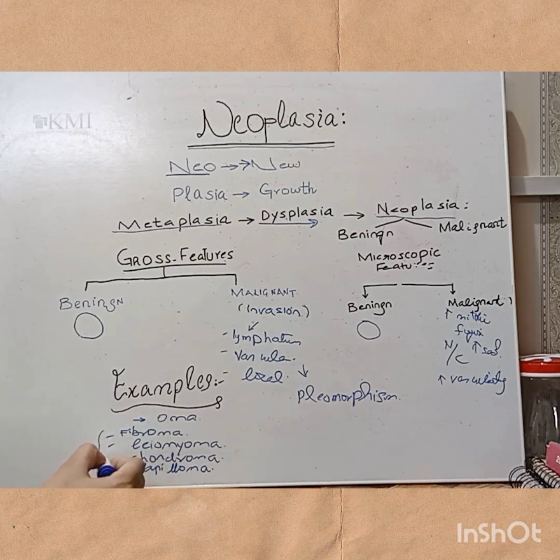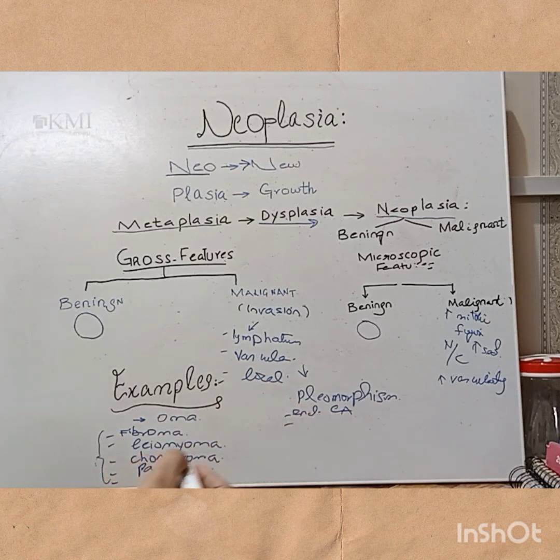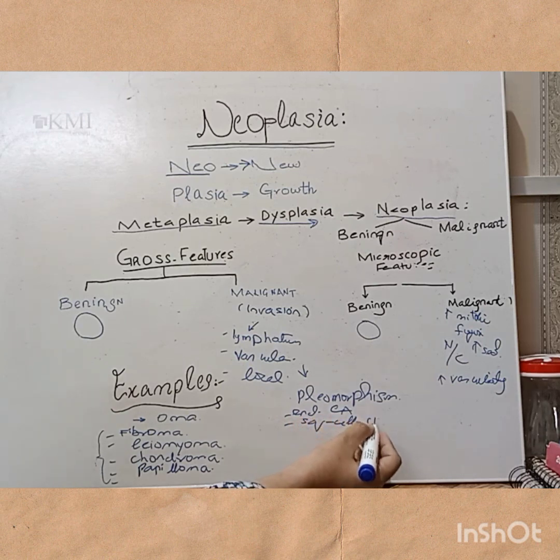So depending upon the site from where the benign lesion has arisen, we usually describe them by the suffix oma. Now regarding the malignant tumors, if they are arising from epithelial origin, then they are usually termed carcinoma. For example, uterine neoplasm is known as endometrial carcinoma. Similarly, if it is arising from the cervix epithelium, it is squamous cell carcinoma. If it is arising from the ovarian epithelium, it is called ovarian carcinoma.